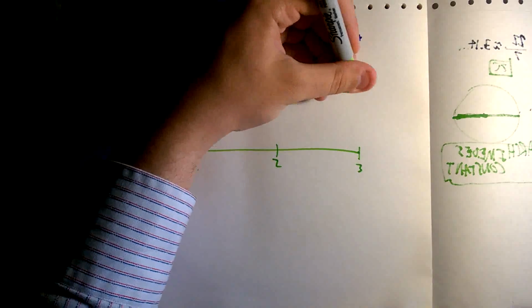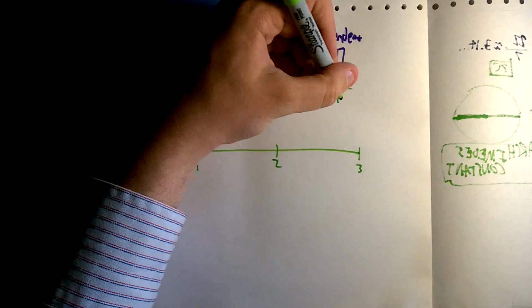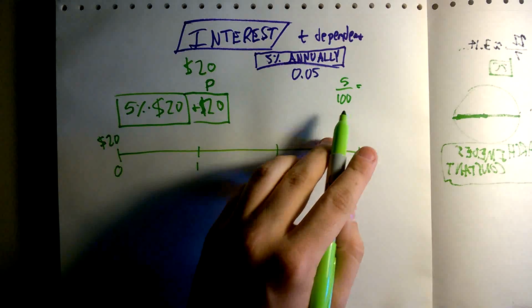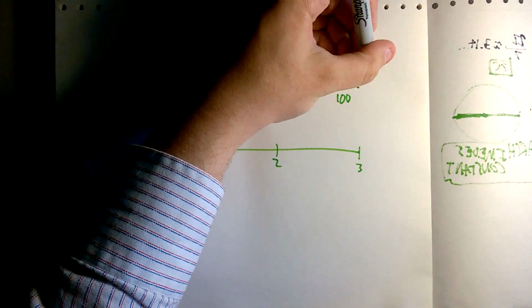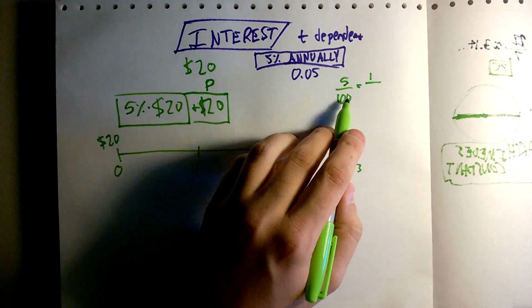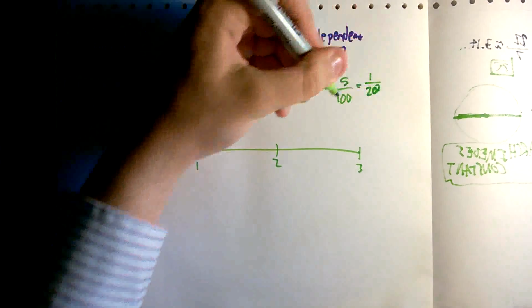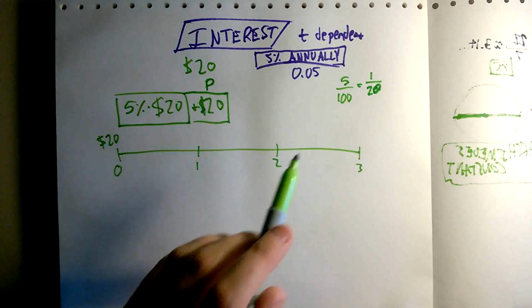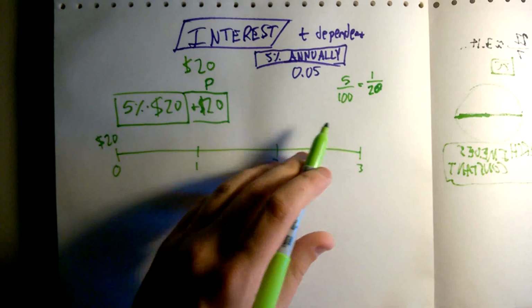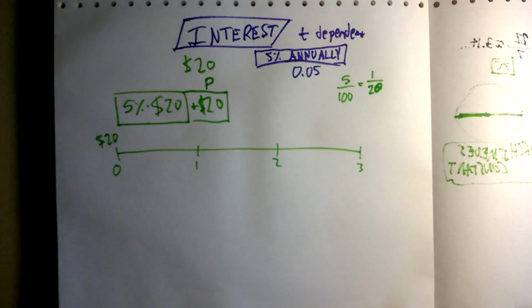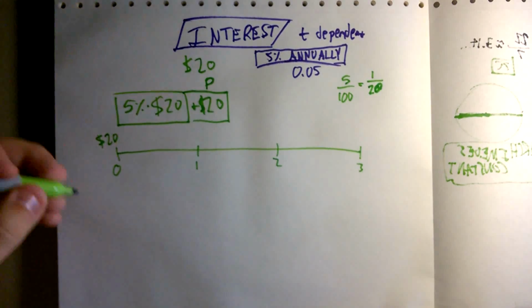5% is 5 out of 100. Cent means 100, so you can rewrite that actually. 5 divided by 5 is 1. But if I divide this by 5, I have to divide this by 5, which I chose 5 because it goes perfectly and becomes perfectly 20. So 5/100ths, or 5% of 20, is the same as 1/20th of 20, which is easy, 1.